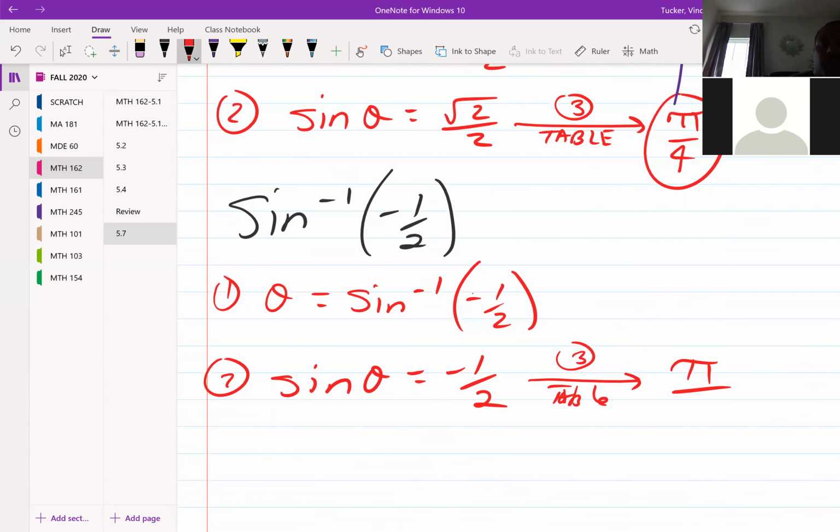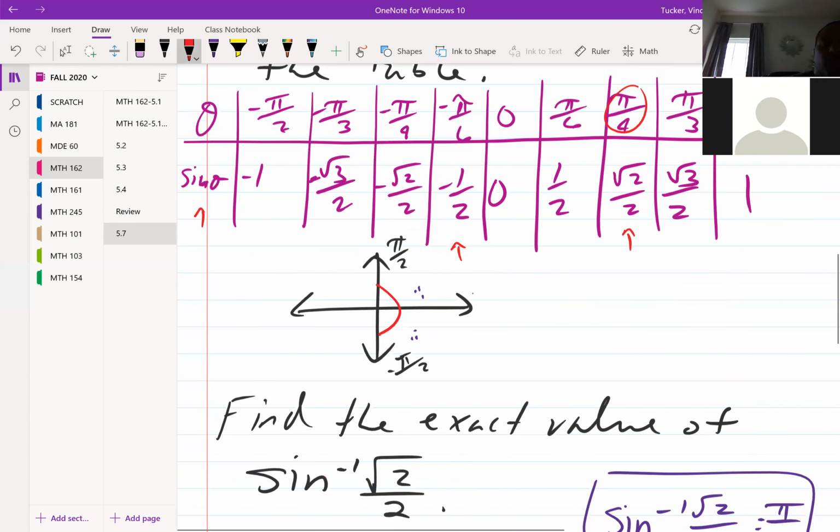Oh, I think it was negative pi over 6, right? Yep, negative pi over 6.